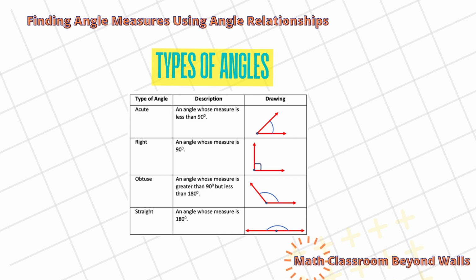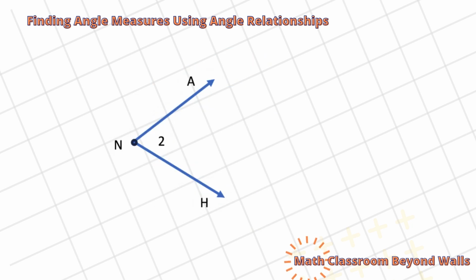You must also recall that there are several ways of naming an angle. One way is by using 3 points on the angle, 2 coming from the two sides, and the middle point, the vertex. So we can name the angle here as angle ANH. Another way is by using the vertex point. The same angle can also be named as angle N. If a lowercase letter or a number is written inside the angle, as what we have here, we can name the same angle as angle 2.